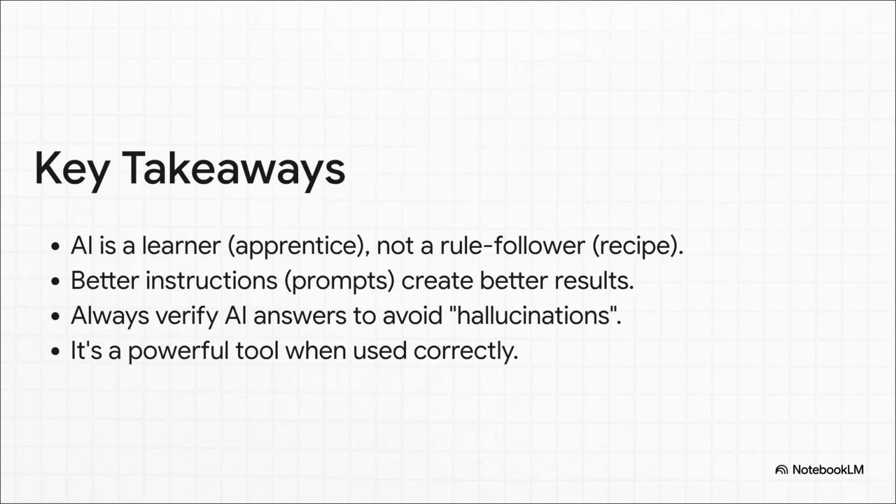Okay, so let's boil this all down. What are the key things you got to walk away with? First, remember that AI is that learning apprentice, not a strict recipe follower. Second, the better your instructions, your prompts, the better your results. Garbage in, garbage out. And third, and this one's huge, you have to verify what it tells you. Always be on the lookout for those hallucinations. If you can just get those 3 things down, you're ready to use this tool in a really powerful way.